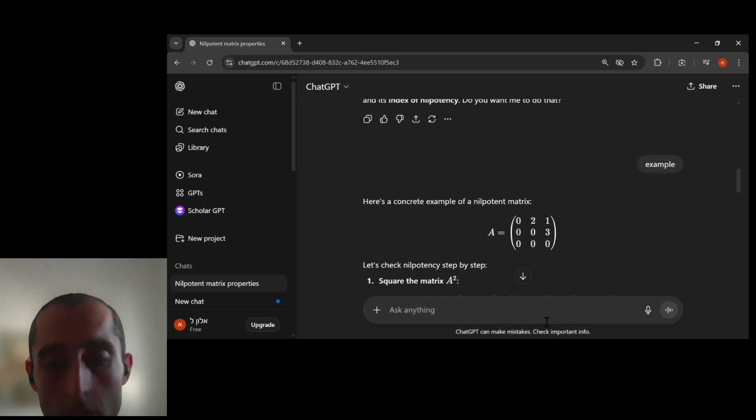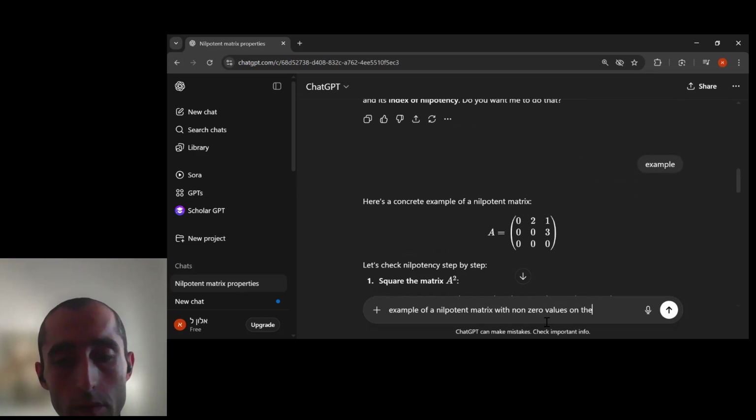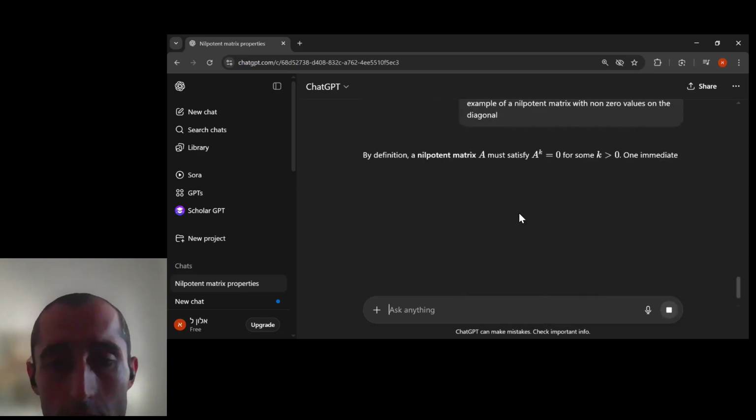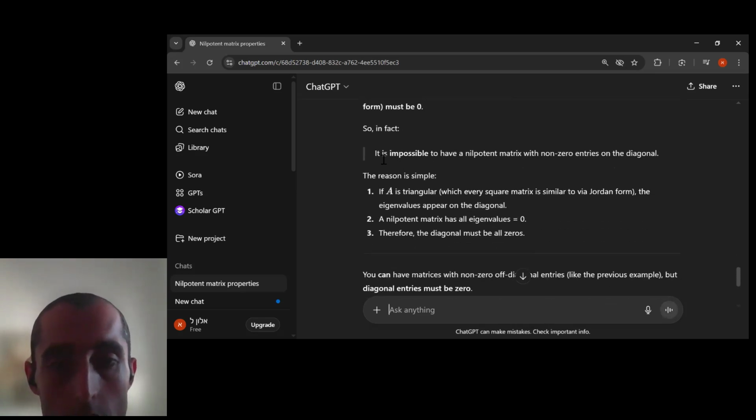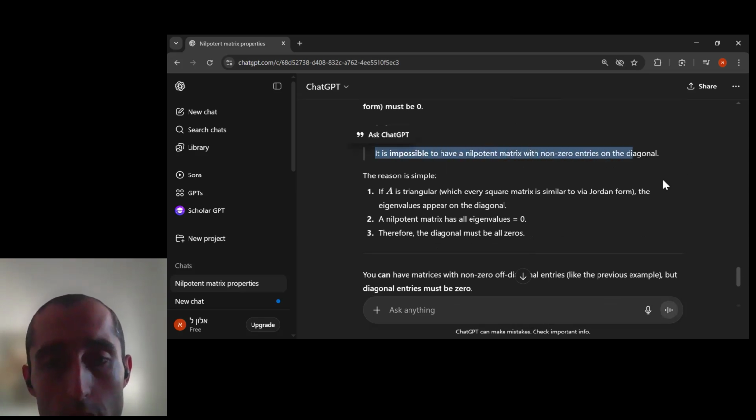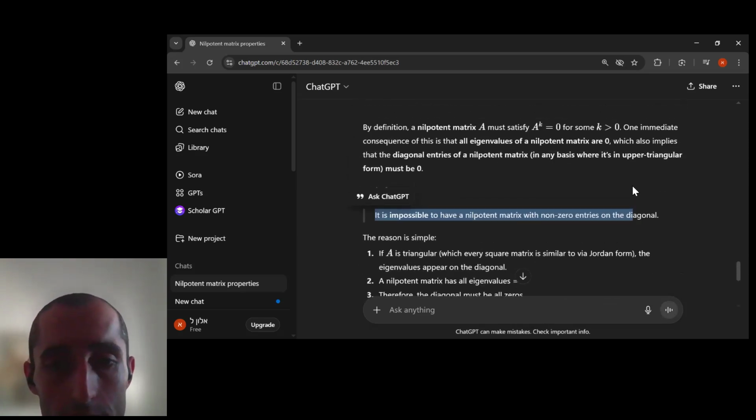Very important. Because if I give you an example of a nilpotent matrix with non-zero values on the diagonal, okay? So let's see an example. You see that it's impossible to have a nilpotent matrix with non-zero entries on the diagonal. So the diagonal entries of a nilpotent matrix in any basis within upper triangular form must be 0.